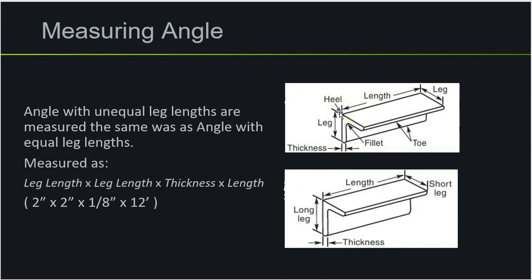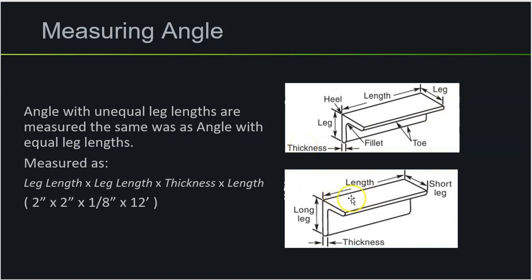Where the top one, we would find the leg length by the leg length, by the thickness of the angle iron, by the length. The example given here is 2 inches by 2 inches by 1/8 of an inch by 12 feet. So that means that from right here, the heel, to the end of the leg, or the toe, that's going to be 2 inches. Now from the heel to this toe is going to be 2 inches as well. And then the thickness of the angle iron is 1/8 of an inch. And then the length of the entire angle iron itself is going to be 12 feet.